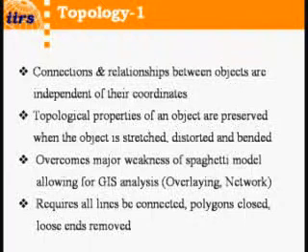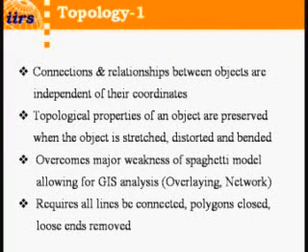So in topology, connection and relationship between objects are independent of their coordinates. Topological properties of an object are preserved when the object is stretched, distorted, and bent. So apply any transformation to a topological body, you will have all those three relationships intact. You don't have to bother about what will happen. But the moment you adopt a different data structure, then you have to worry about it. But in topology, if you remove any of the arcs, or change the connectivity, or change any of those things, in that case you have to rebuild your topology.